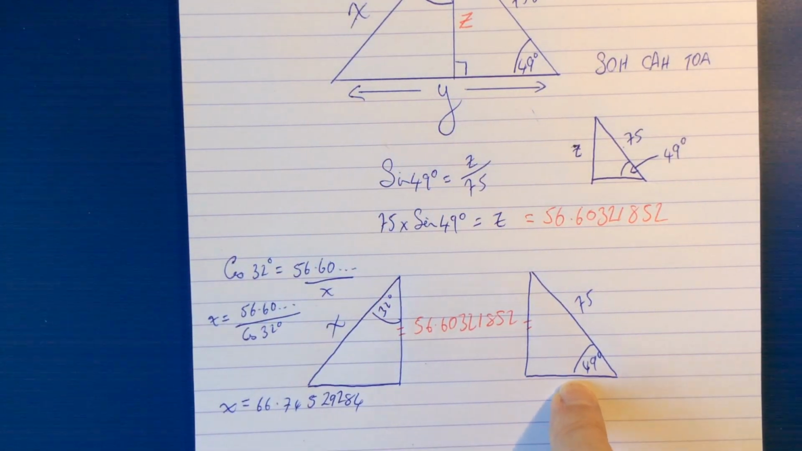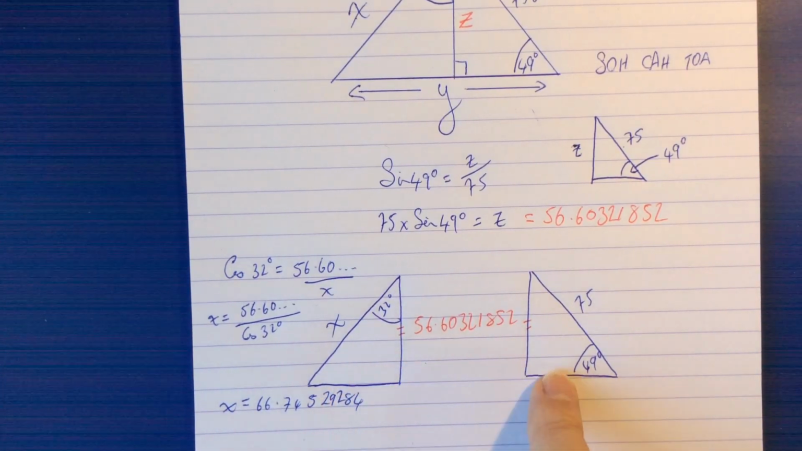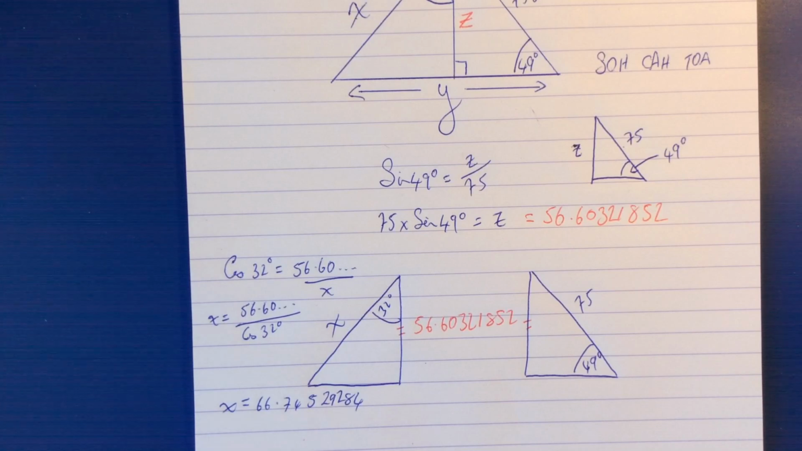We can find this length and we can find this length. Call them y1 and y2 if you will, but we can do that. So how do we go about that? Well, we have a choice. We can use trigonometry.